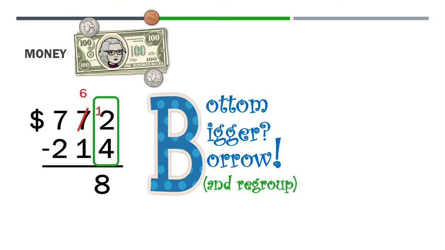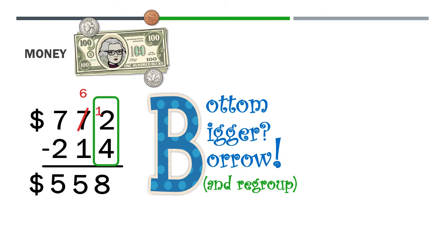Now remember, because I borrowed 1 from the tens, instead of 7 there, I have 6. So my subtraction problem in the tens place is now 6 minus 1. And 6 minus 1 equals 5. Finally, the hundreds place has the subtraction problem of 7 minus 2, and that equals 5. But remember, because this is a problem with money, money, money, I have to include my dollar sign.